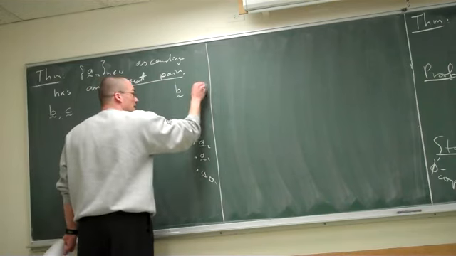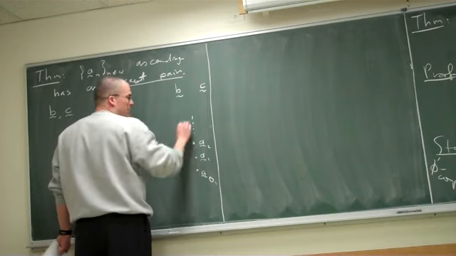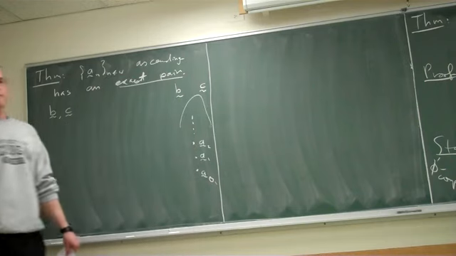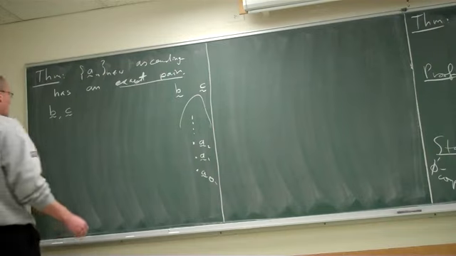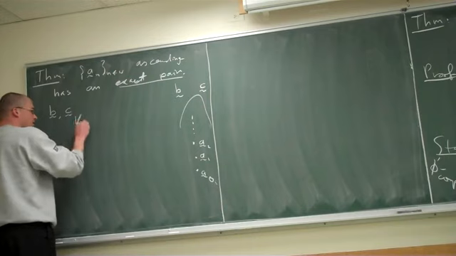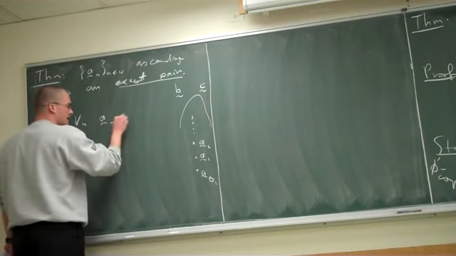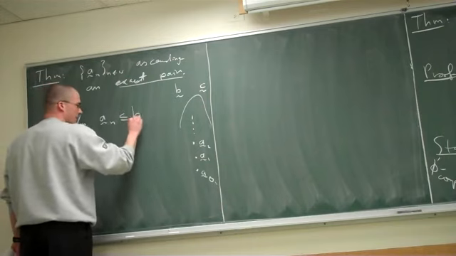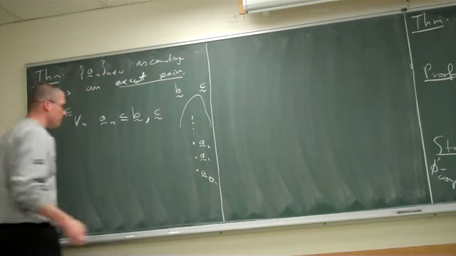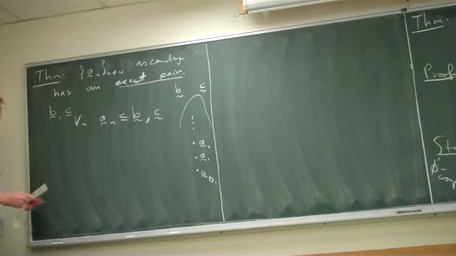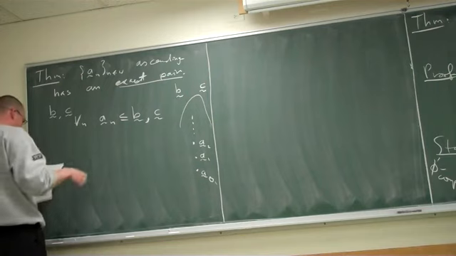We have b and c. They're both above everything in the sequence. So both of them are upper bounds for the sequence. So this is for every n, a n is less than or equal to b and c. So far nothing nice happened.